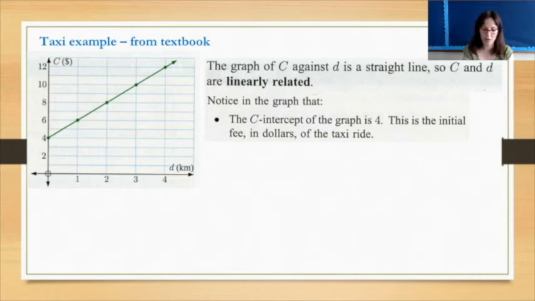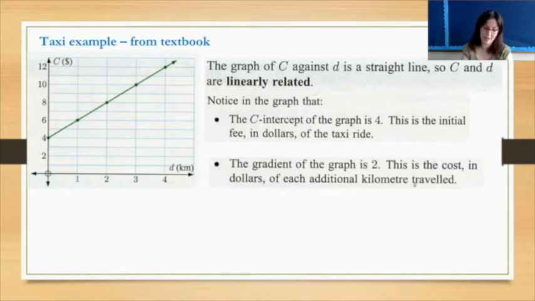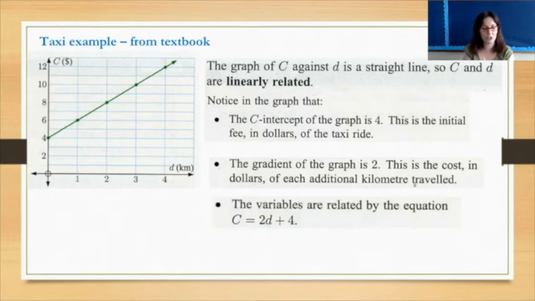The C-intercept is 4, and that's our initial fee. Initial is the word we often use for the y-intercept, C-intercept in this case. Now the gradient is 2. Think back to how this question was calculated. Every kilometre that you travelled, it cost you an extra $2. The gradient is often referred to as the rate of change, and it's changing by $2 each kilometre.